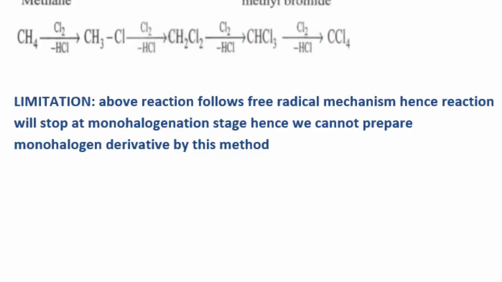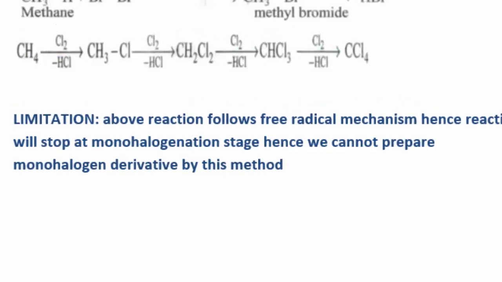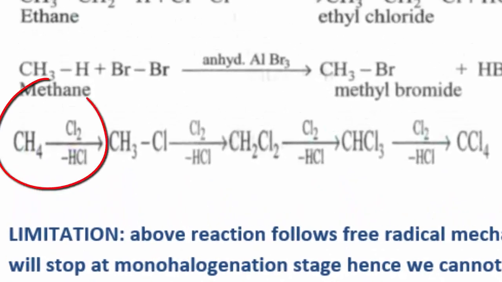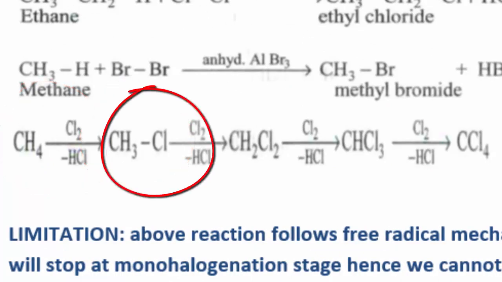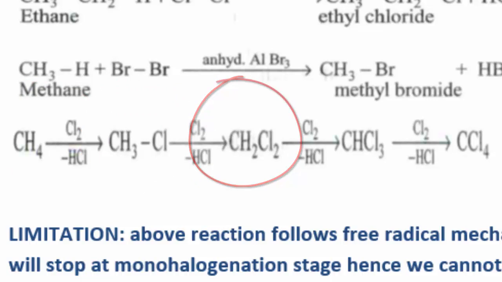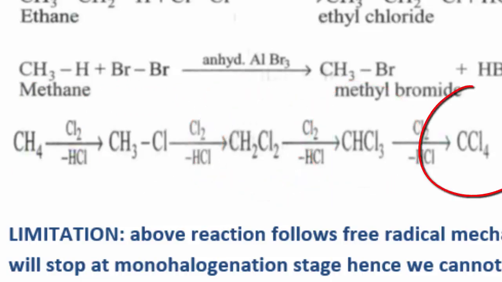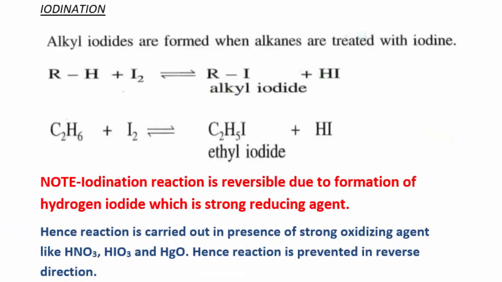Now one limitation of this method is we can't prepare a monohalogen derivative of alkane by using this method. The reason behind this is that the reaction follows the free radical mechanism, and the reaction will stop only after replacement of all the hydrogen atoms by halogen atoms. You can see in the reaction, when methane reacts with chlorine, first it will form methyl chloride, which on further reaction with chlorine forms dichloromethane, which on further reaction gives trichloromethane, and finally it will form tetrachloromethane.